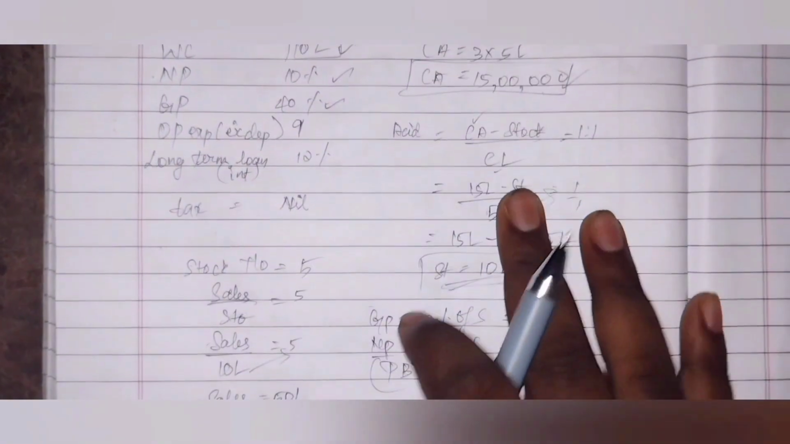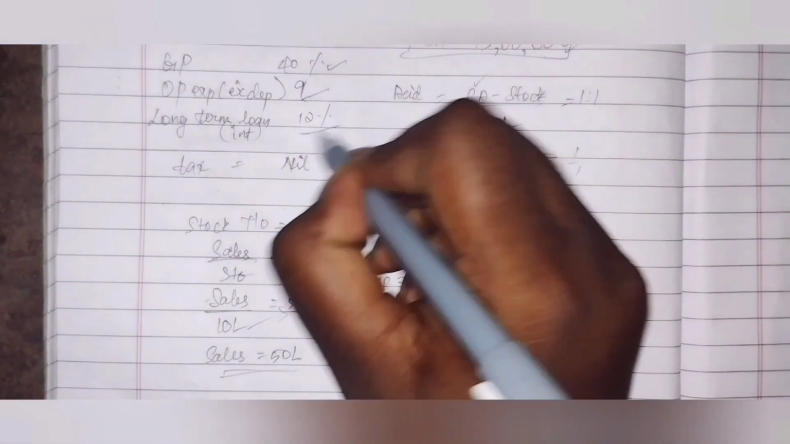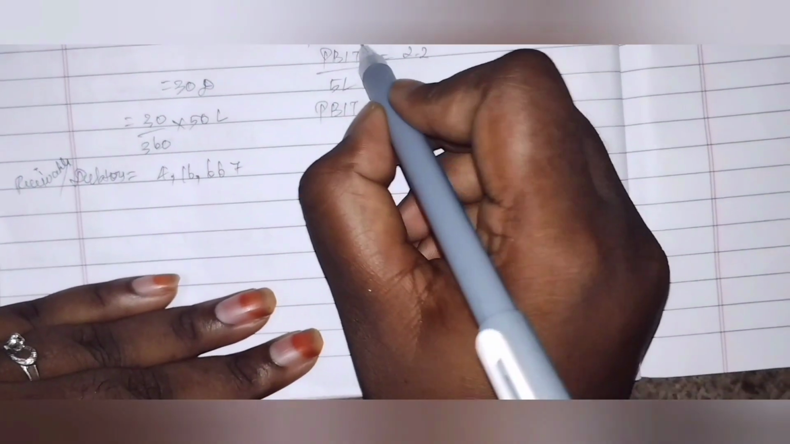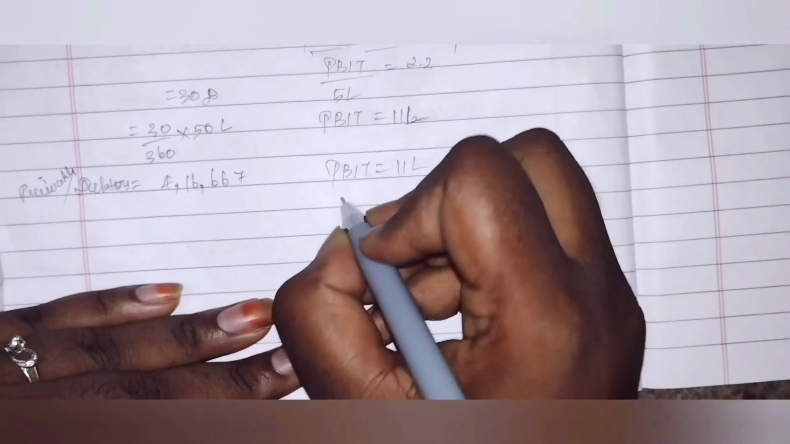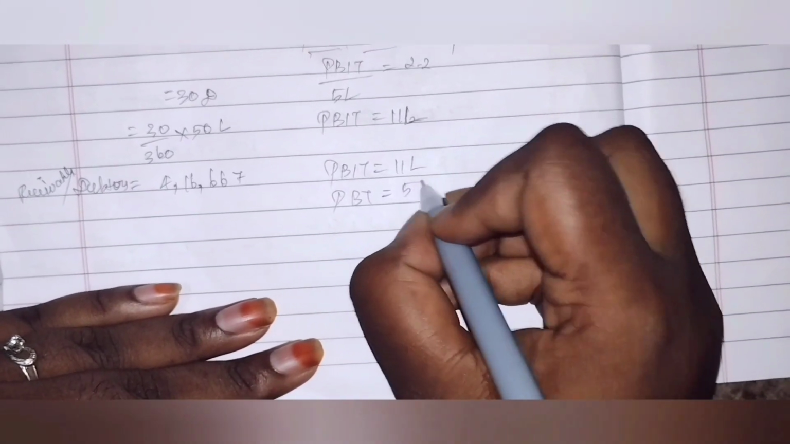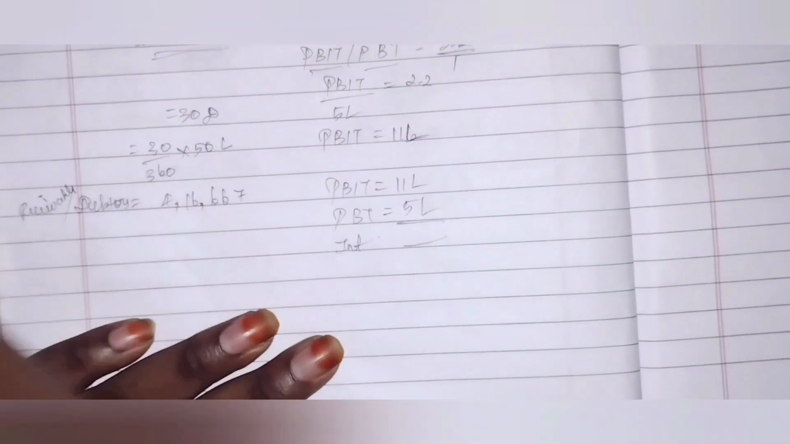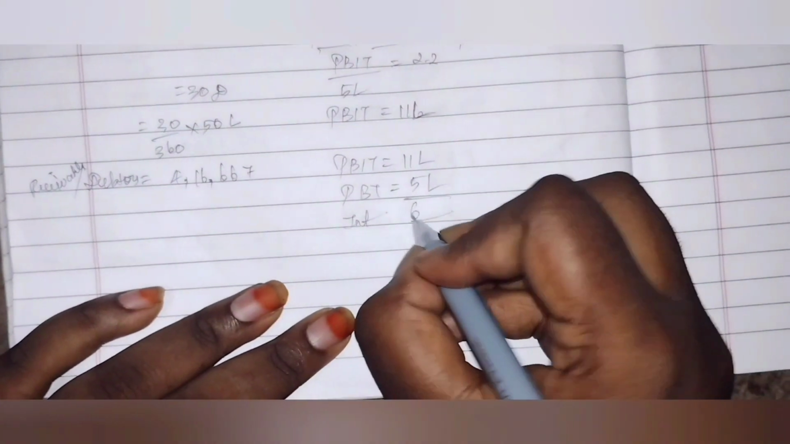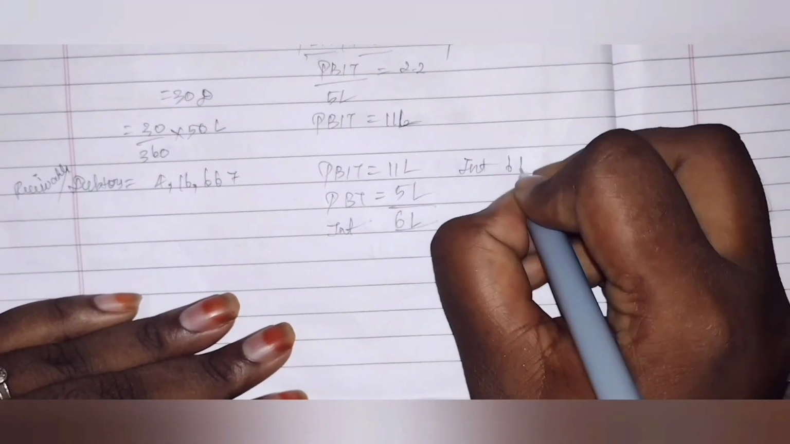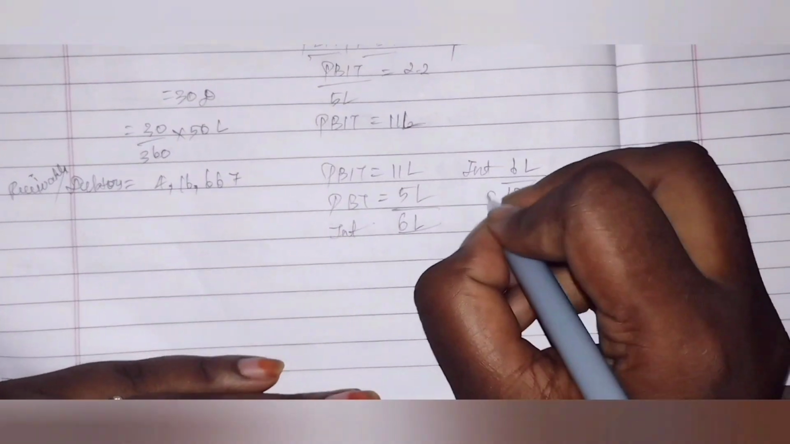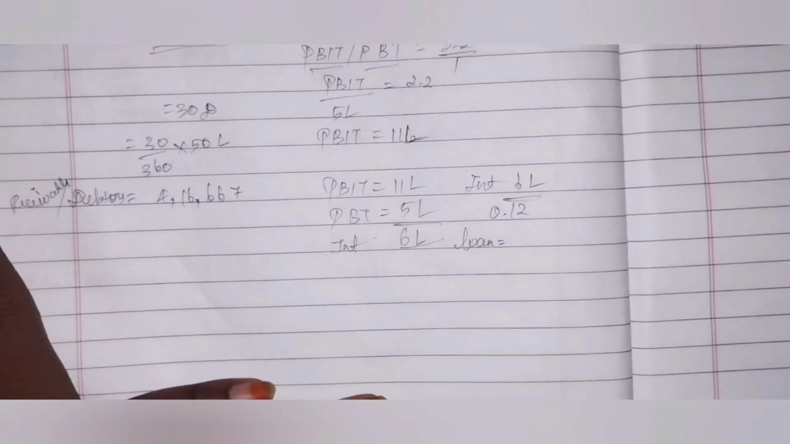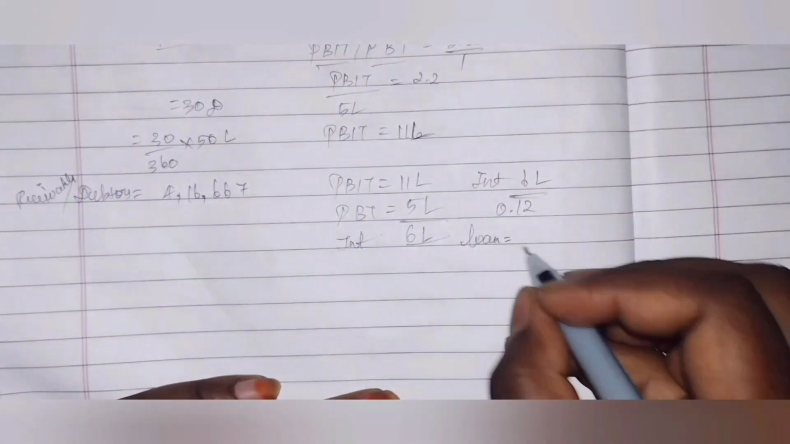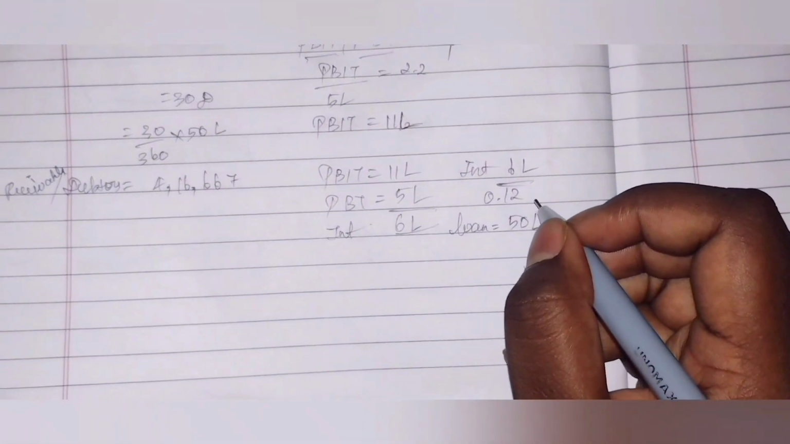And after that, we have operating expense and interest, which is 12%. With the help of profit before interest and tax, and profit before tax, we can find out the interest. PBIT is 11 lakh, PBT is 5 lakh. The difference would be interest, which is 11 minus 5, 6 lakh. Interest amount of 6 lakh is 12%. Then the total amount of loan would be 6 lakh divided by 12%, which comes to 50 lakh. The loan amount is 50 lakh.